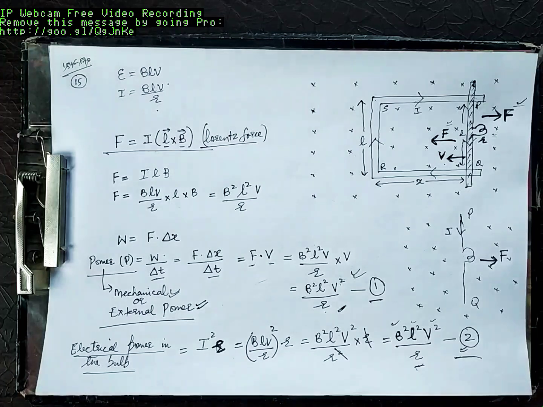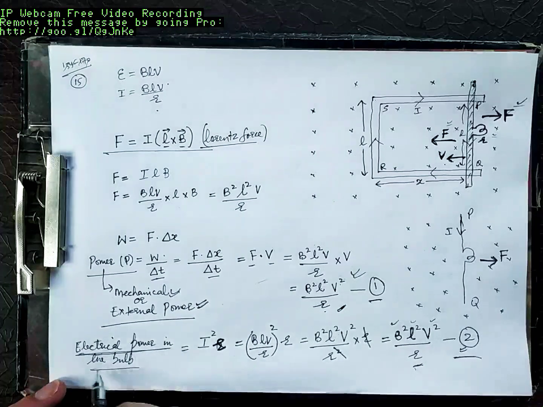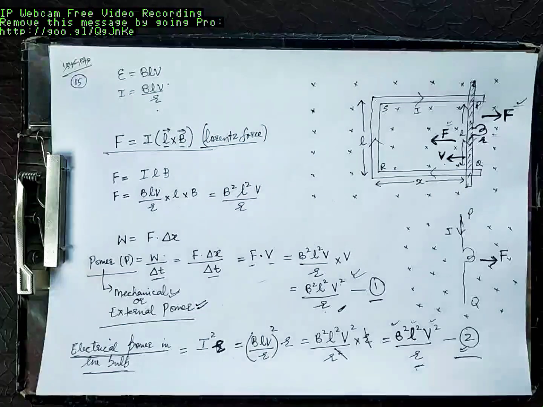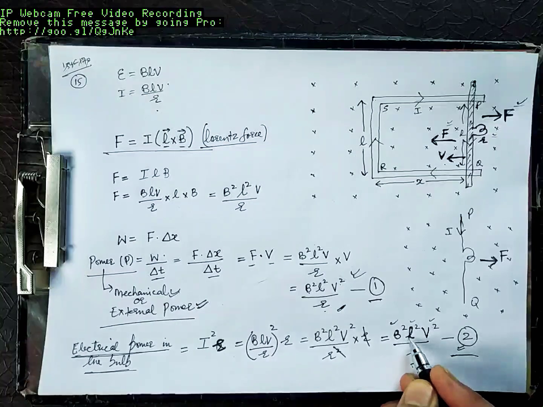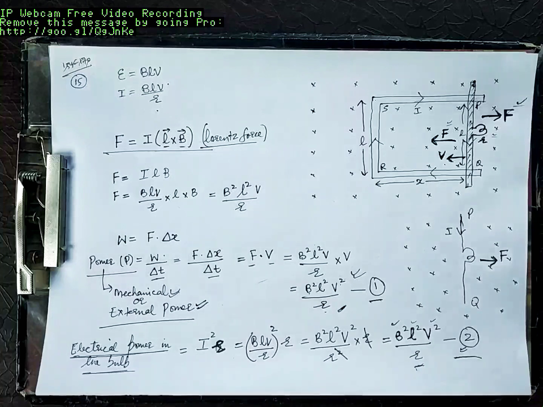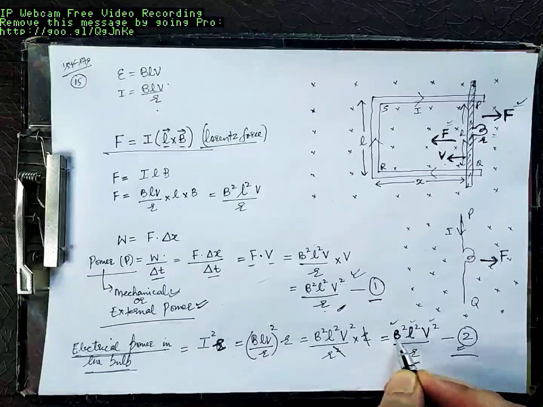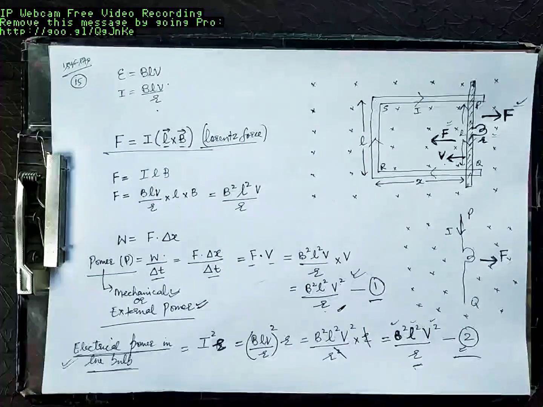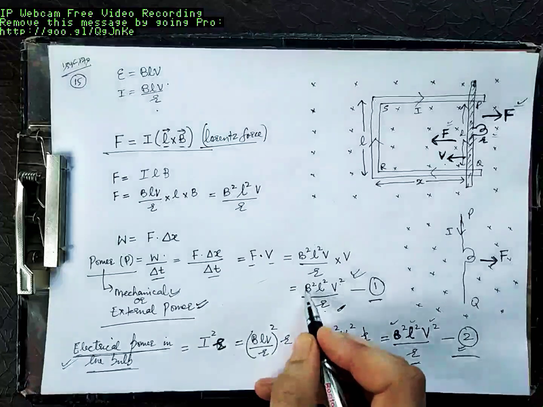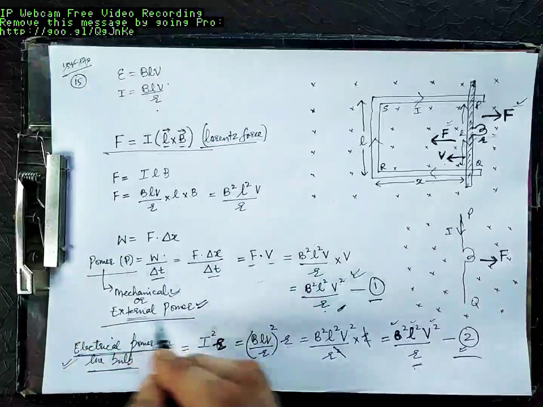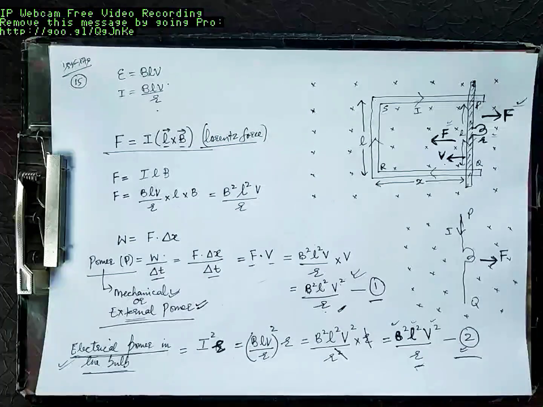But if you want to increase the electrical power in the bulb, you can increase either B, or L, or V. Where does that increased power come from? Does it generate on its own? No. You have to supply that increased power. If you increase the magnetic flux density B to increase the electrical power of the bulb, that means the mechanical power also has to be increased. Are you getting me now?